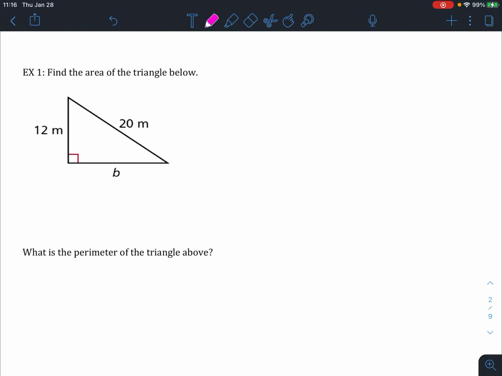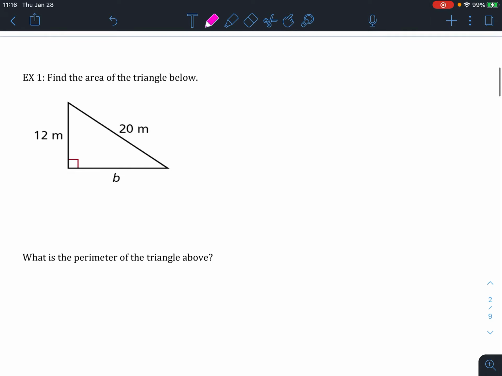So example 1 says find the area of the triangle below. So I'm going to go ahead and write down my formula, which is going to be area equals base times height over 2. And as we just talked about in the last slide, we have to remember that the base and the height have to be perpendicular. Okay, so that means we cannot use the two numbers that are given to us here. We cannot use 12 and 20 because those are not perpendicular. What we need to use is 12 and b.